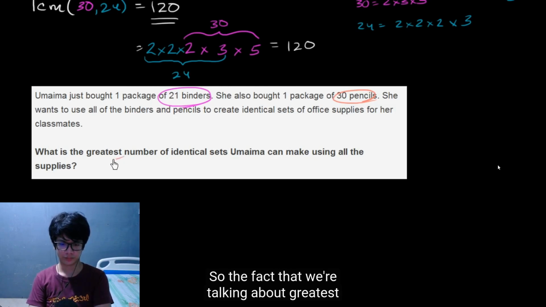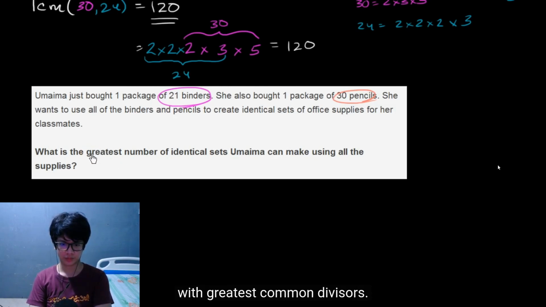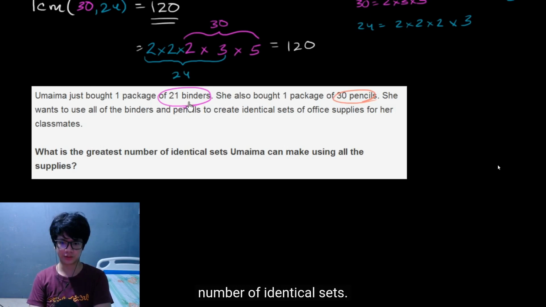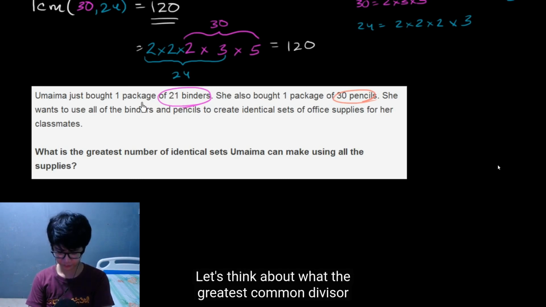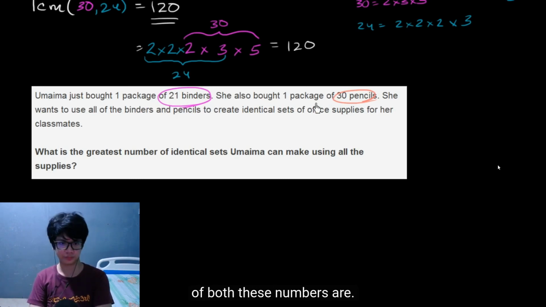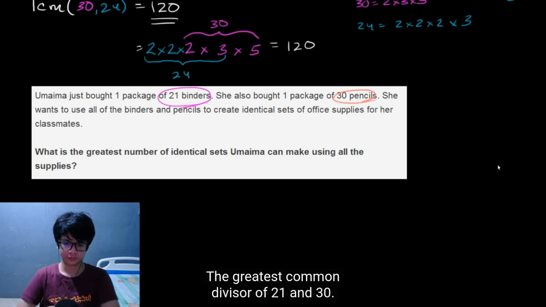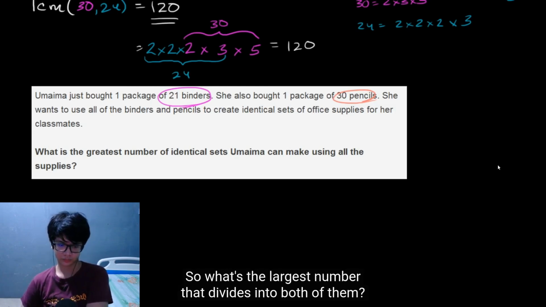So the fact that we're talking about greatest is a clue that it's probably going to be dealing with greatest common divisors. And it's also dealing with dividing these things. We want to divide both the binders and the pencils into the greatest number of identical sets. So there's a couple of ways we could think about it. Let's think about what the greatest common divisor of both these numbers is. Or I could even say the greatest common factor. The greatest common divisor of 21 and 30. So what's the largest number that divides into both of them?